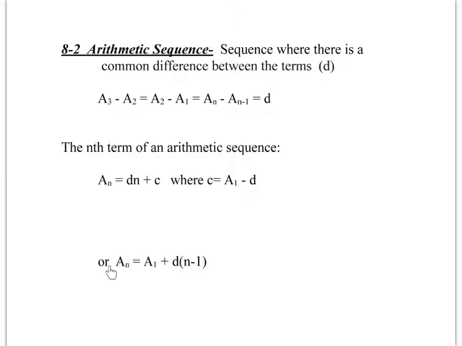Or you can say a sub n is equal to a sub 1 plus d a whole bunch of times. That number of times that we're going to add d is always one less than the term that we're on, or n minus 1. We'll go over this in class, but remember, an arithmetic sequence is a linear type function.